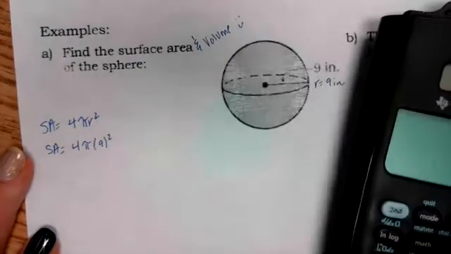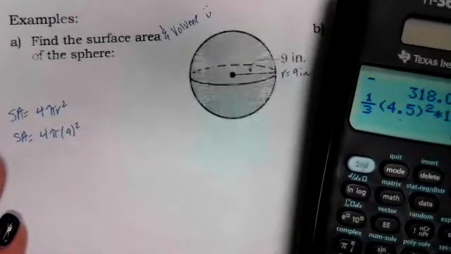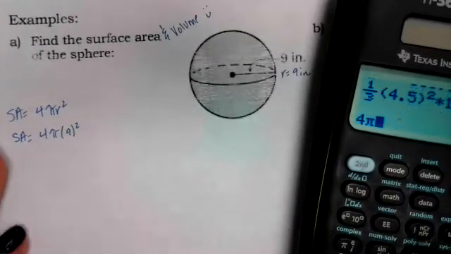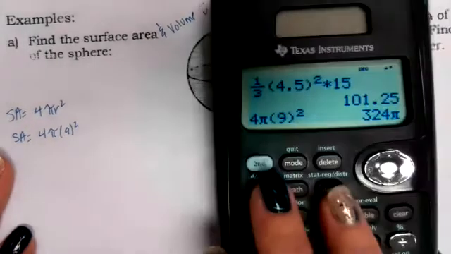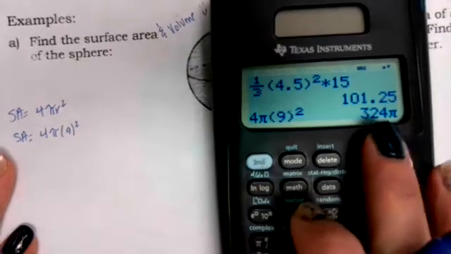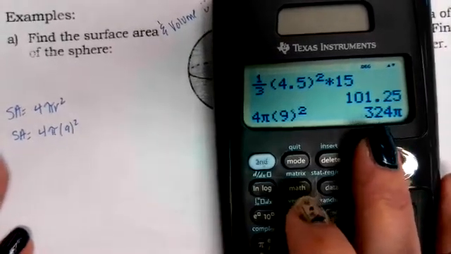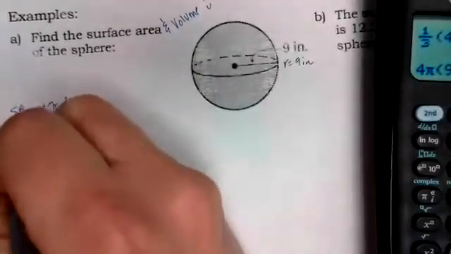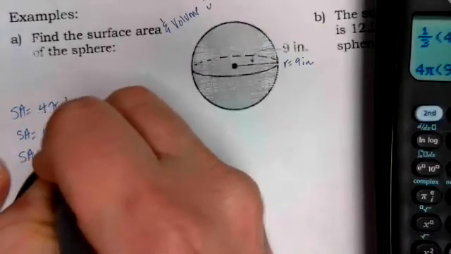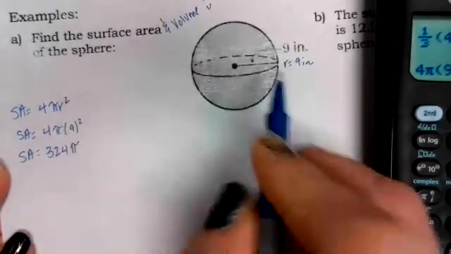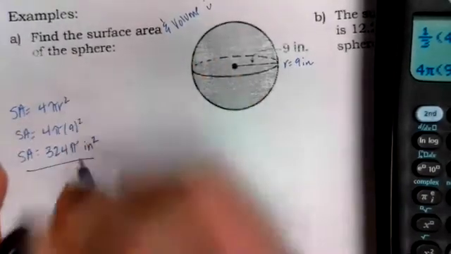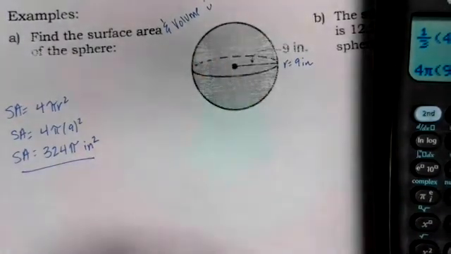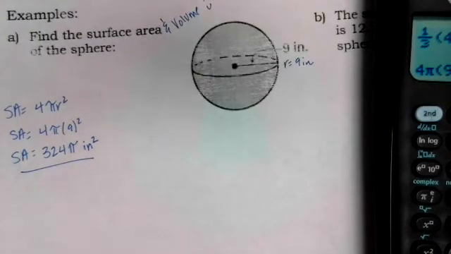Let's just type that into the calculator. So 4 pi and then 9 squared is going to give me 324 pi. Please leave the pi unless you are told otherwise. So surface area, 324 pi, and then I had inches, so my unit here will be inches squared for the surface area. So that's the amount of fabric that we need to cover the sphere.